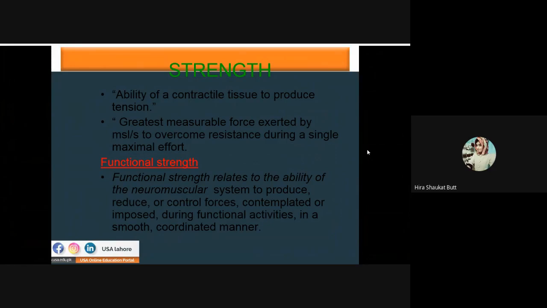And obviously, insufficient muscle strength can contribute to major function losses of even the most basic areas. So, muscle strength is the ability of a muscle to produce force enough to resist another external force. And functional strength is the ability of the neuromuscular system to produce force, to control force, and to settle the imposed forces during the daily functional activities, the basic activities of daily living.